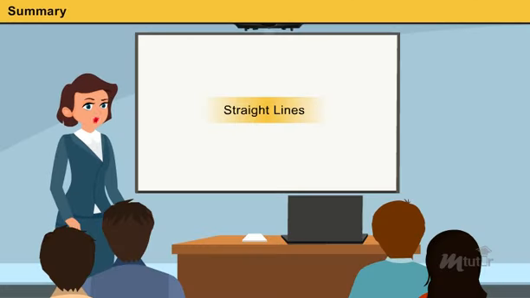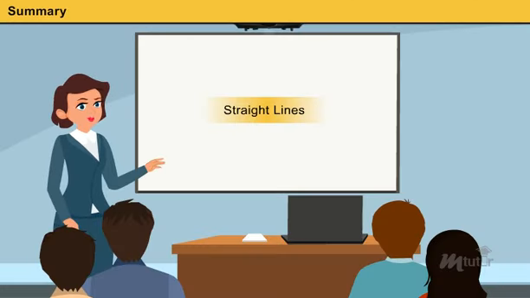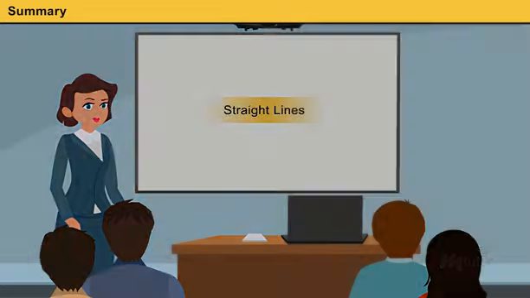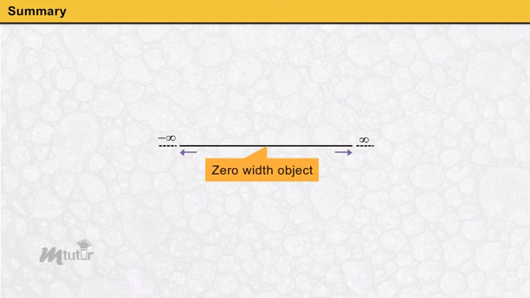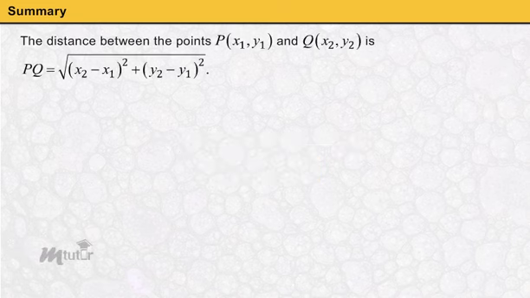Summary. Thus, we have come to the end of our session. Can anyone summarize today's class? Sure, ma'am. A line is simply an object in geometry that is characterized under zero-width objects that extends on both sides. The formula to find the distance between any 2 points is given as displayed on the screen.